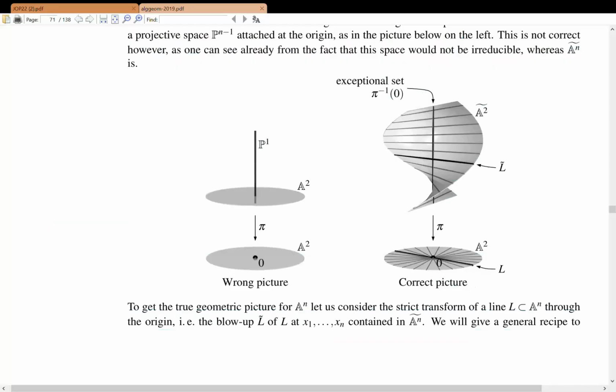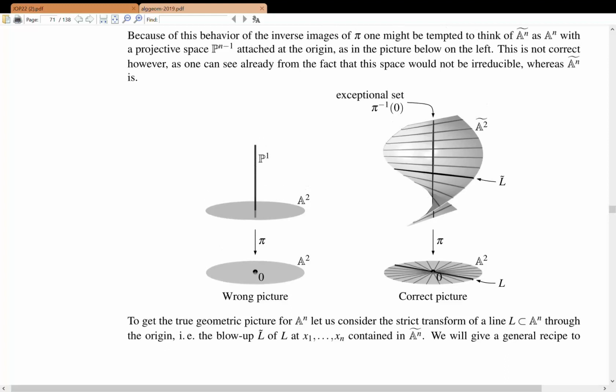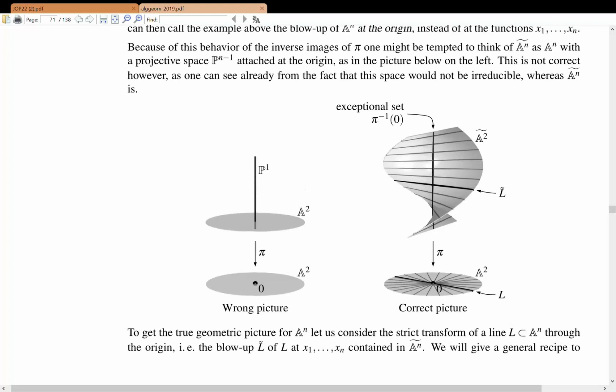So your first attempt to try and draw a picture might look like this wrong picture here, right? We have A^2, and above that we have A^2, but over the origin you have a copy of P^1. So that gives you an idea of what the fibers look like. The fibers over every point is just a single point, it's an isomorphism away from the origin, but at the origin there's a copy of P^1, a projective space, above it.